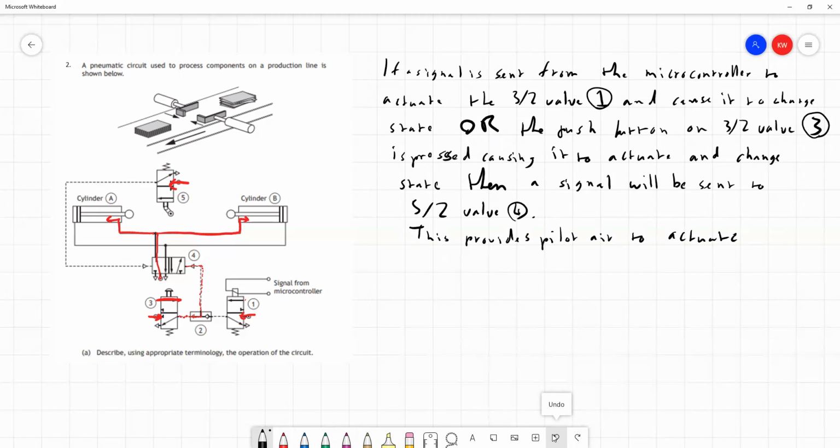I've already established it's a 5-2 valve, so I'm just going to call it valve 4 now. Valve 4 causing it to change state. Now this is the bit where we have to just be a little bit careful about what's happening, but as long as we are, we'll see exactly what's going on here. I'm going to just rub out this just now because this is all going to change.